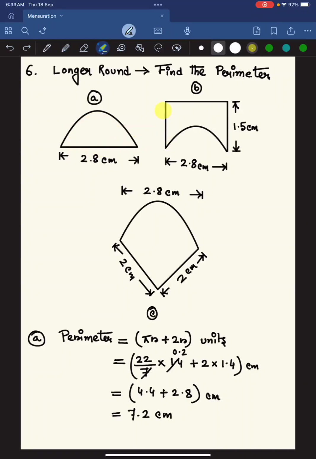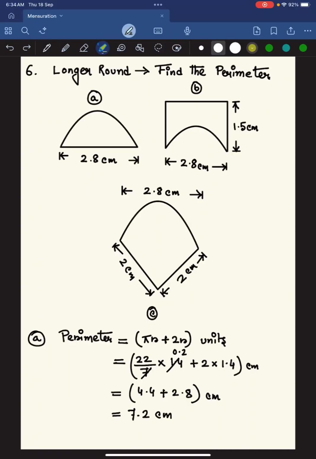Similarly, we need to find out the perimeter of this figure as well, and the perimeter of this figure as well. The figure for which the perimeter is the highest will be our answer, because in that figure the ant has to take the longer route. Okay, so let us find out the perimeter of figure A.